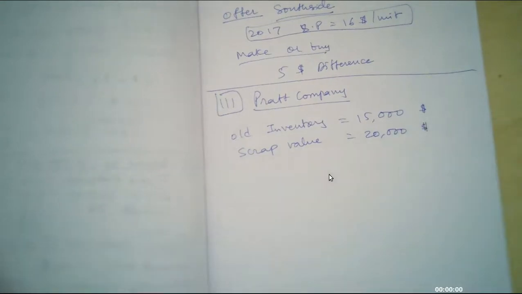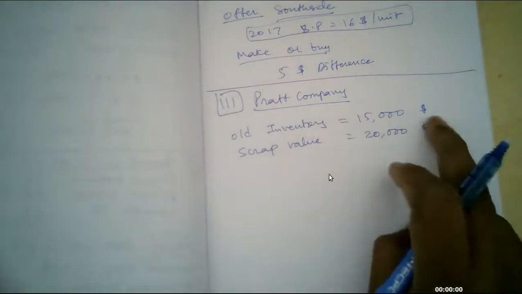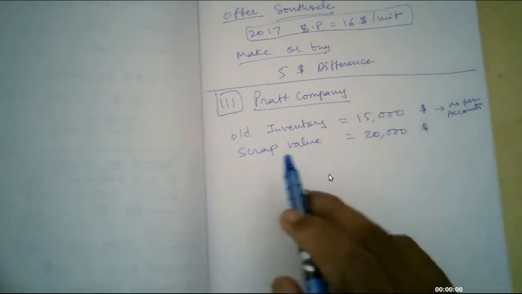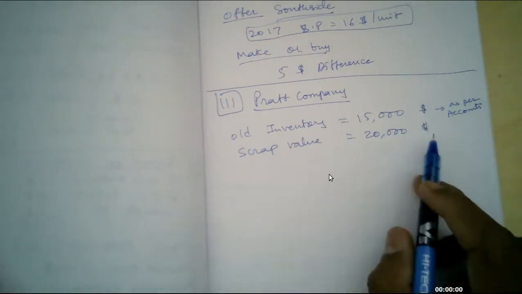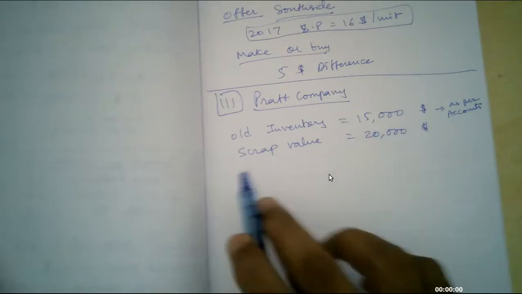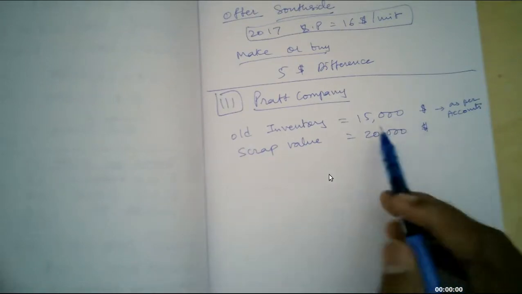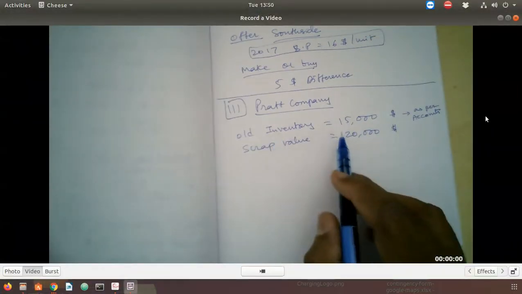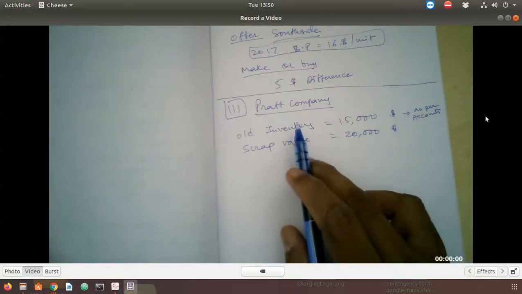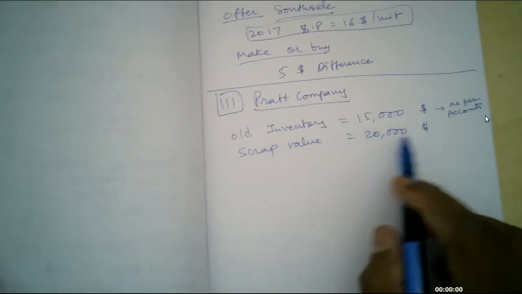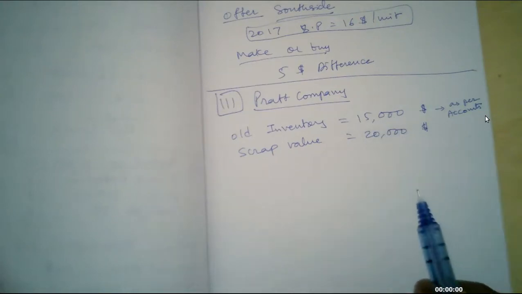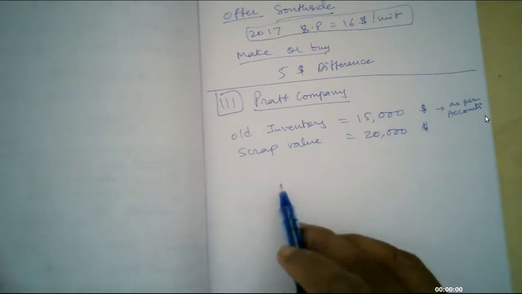So here is one concept you should understand. Old inventory as per the account books is $15,000. But if you scrap the inventory, you give it to somebody outside. Some people who buy scrap are ready to offer $20,000 here. So that is the scrap value, $20,000. So right away you can simply dispose of your old inventory and gain $5,000, because you are losing 15 and gaining 20. So $5,000 is the profit. Anyway, let's continue with the question.